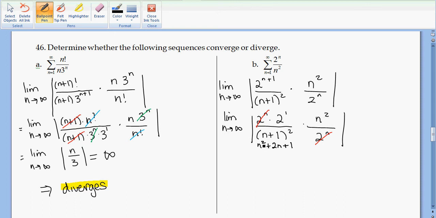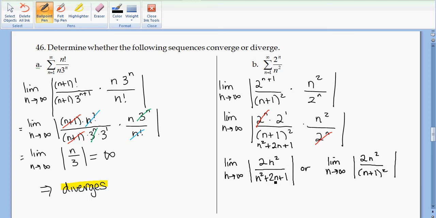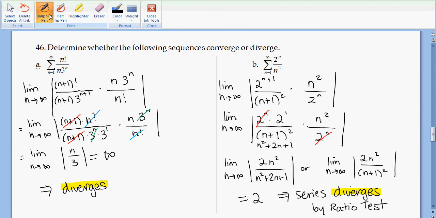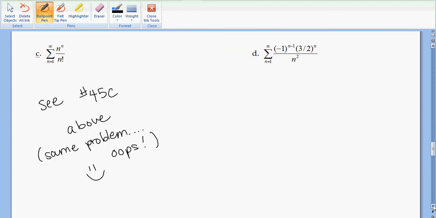I see students do it all the time. So we have to leave it as is, and we get either the expression with the denominator expanded or not. Either way, it's a second degree polynomial over a second degree polynomial, so this limit equals 2, which tells us that our series diverges. Let's do some more examples.